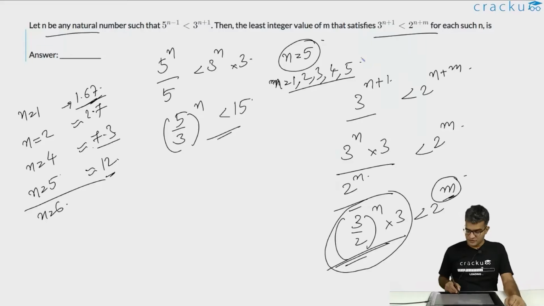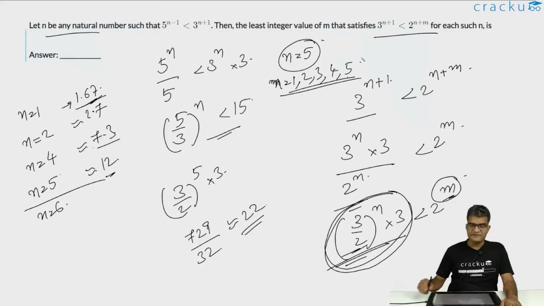number. So, for example, if you are choosing n to be equal to 5 over here, 3 by 2 to the power 5 into 3 will be 3 to the power 6, which is 729, divided by 2 to the power 5, which is 32. You can calculate this. This will be approximately 22. This is the largest value that 3 by 2 to the power n into 3 can take when n is varying from 1 to 5.